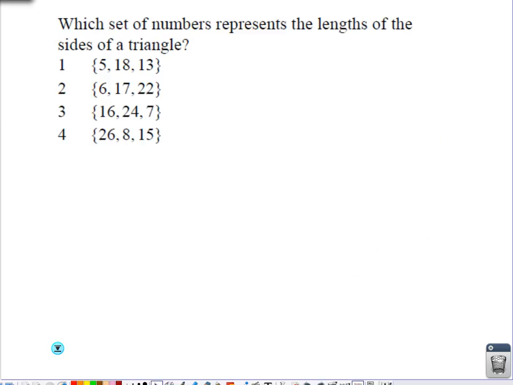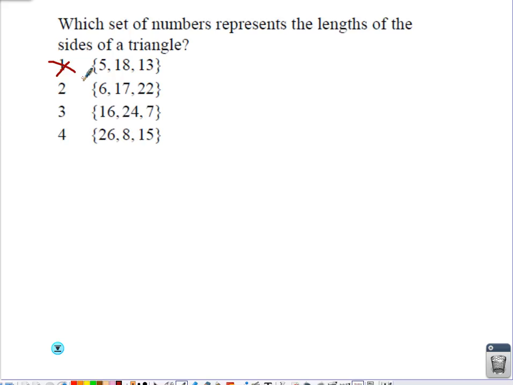That's a pretty tough problem. Which set of numbers represents the lengths of the sides of the triangle? The two smaller sides have to add up to be bigger than the third side. Look at your first one. 5, 13, and 18. You put them in order. What's 5 plus 13? 18. Can't equal. Okay. The two shorter sides have to be bigger than the third side.